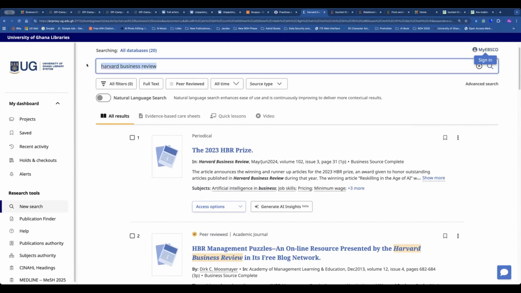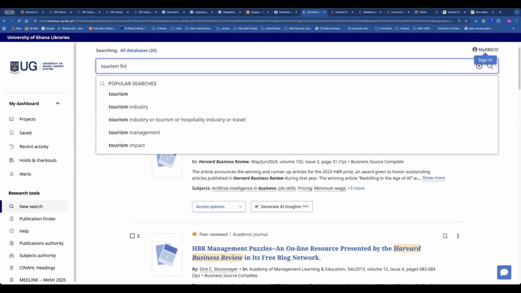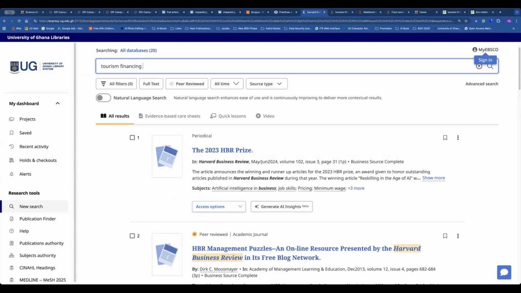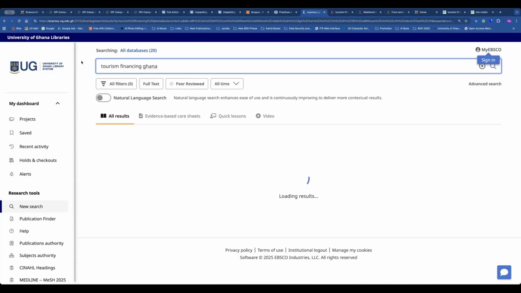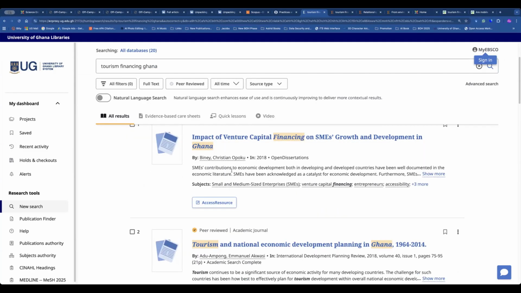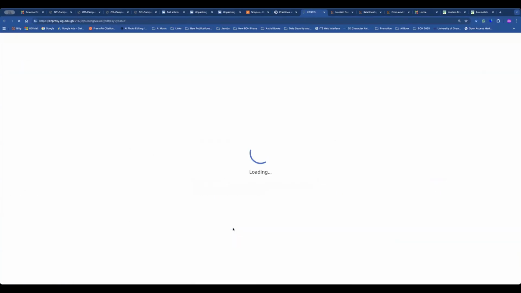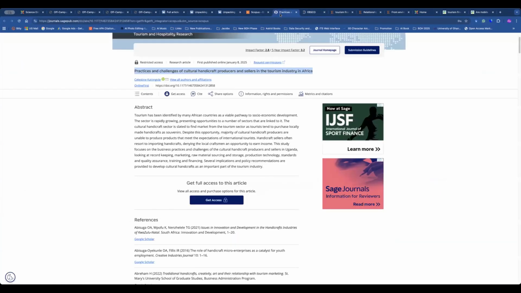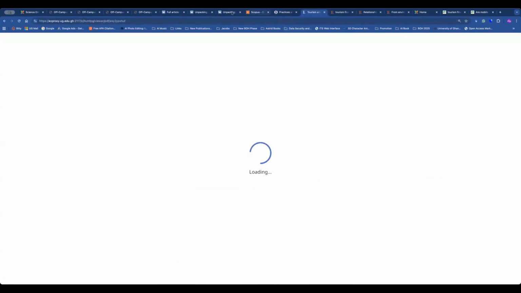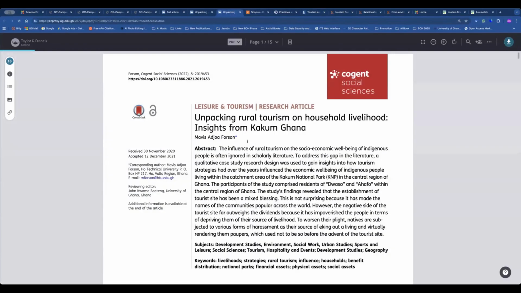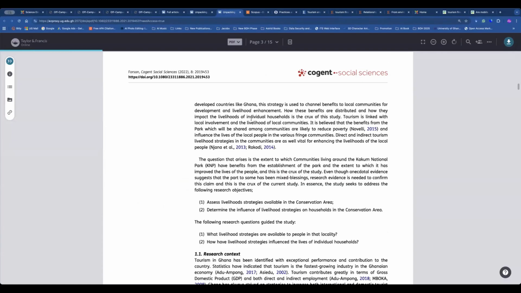So let's do tourism financing too. I'll show you tourism financing. Let's add Ghana too. Let's see whether we'll find something. Okay, the impact of finance on SME growth. No, that one. Tourism. This one is interesting. Tourism and planning. Access now, PDF. So let's see. Check. Okay. This has come. This was the one we wanted to download earlier.